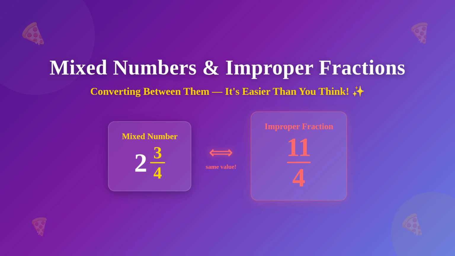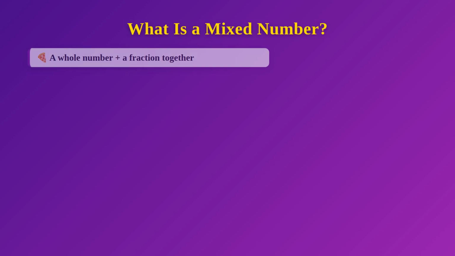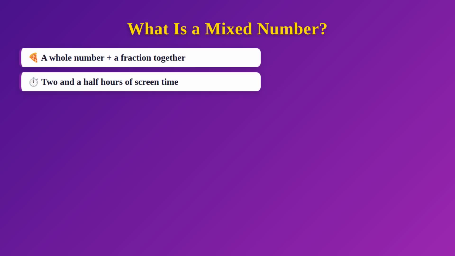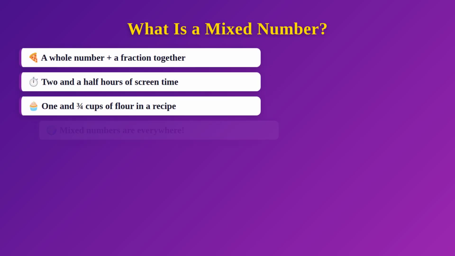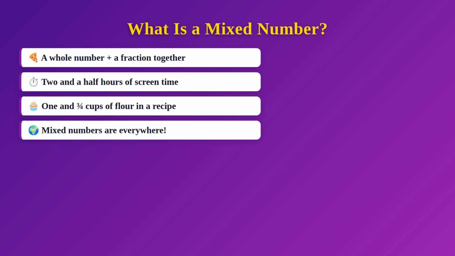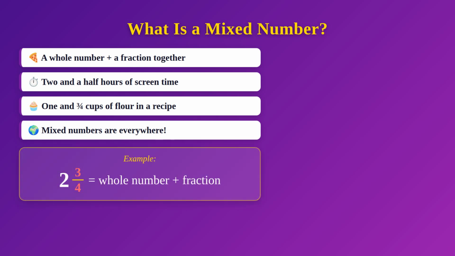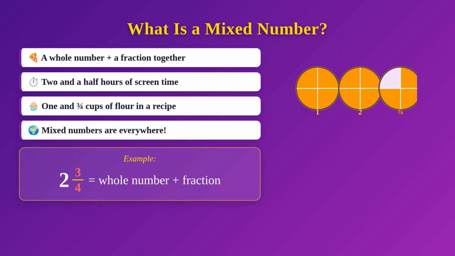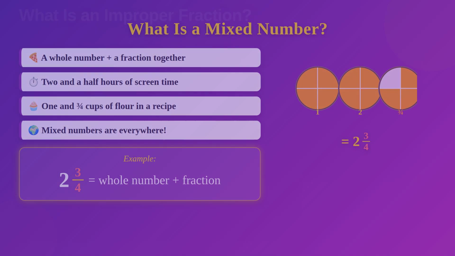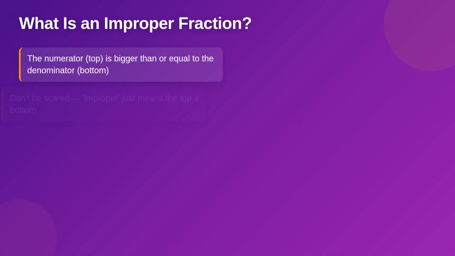Let's do this. Okay, first things first, what even is a mixed number? Picture this. You ordered 3 pizzas for your party, 2 whole pizzas are gone, and there's 3/4 of a pizza left. That leftover amount, 2 3/4, is a mixed number. It's simply a whole number hanging out with a fraction. You see mixed numbers all the time. 2.5 hours of screen time, 1 3/4 cups of flour in a recipe. They're everywhere.